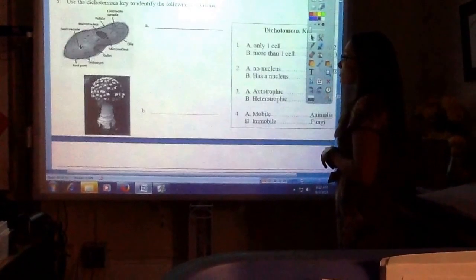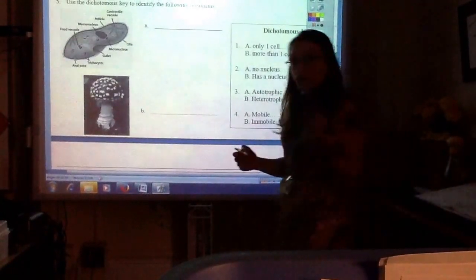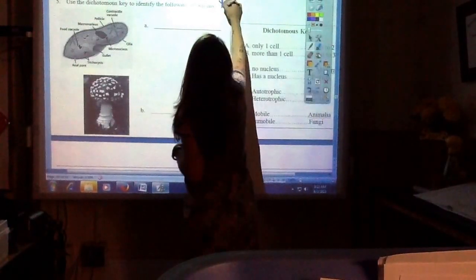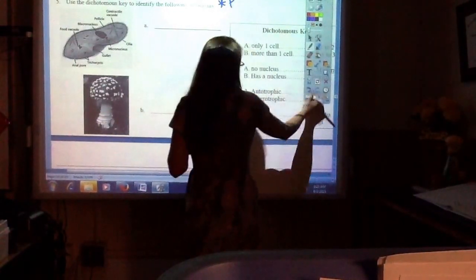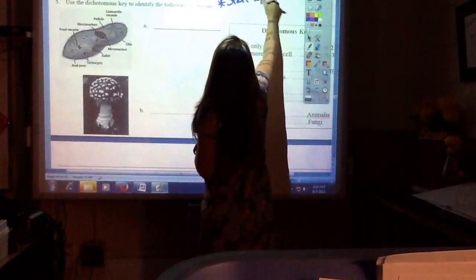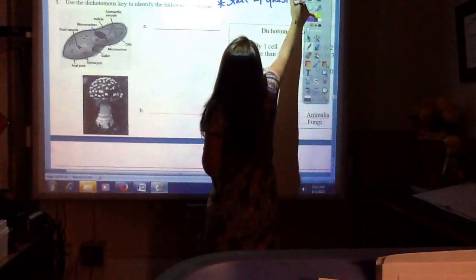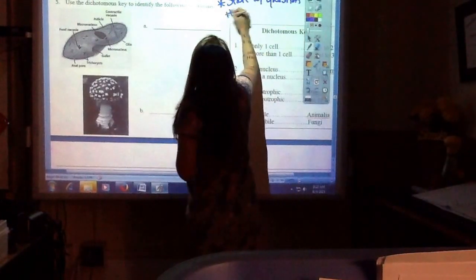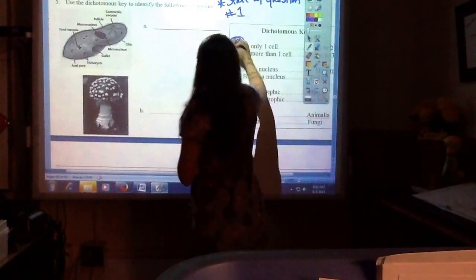You do need to be able to use a dichotomous key. You will, for sure, see one of these on your EOC. Please write that you need to start with question number 1 and put a big circle around this number.